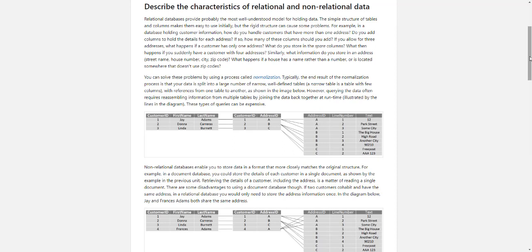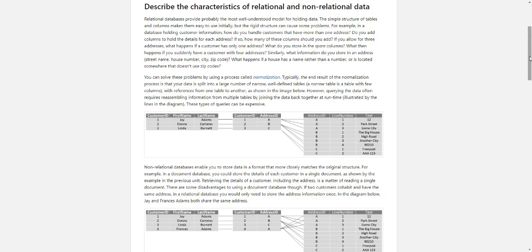Relational databases provide probably the best well-understood model for holding data. The simple structure of tables and columns makes them easy to use initially, but the rigid structure can cause problems. For example, in a database holding customer information, how do you handle customers that have had more than one address? Do you add columns to hold the details for each address? If so, how many of these columns should you add? If you allow for 3 addresses, what happens if a customer has only 1 address? What do you store in the spare columns? What then happens if you suddenly have a customer with 4 addresses?